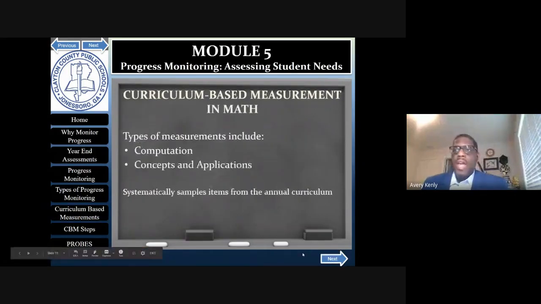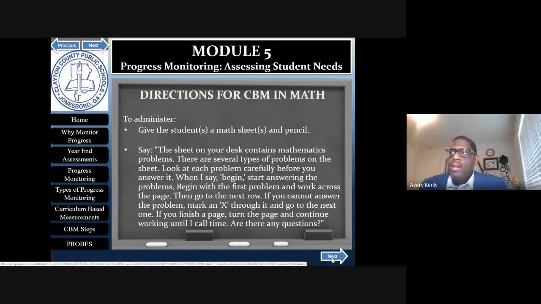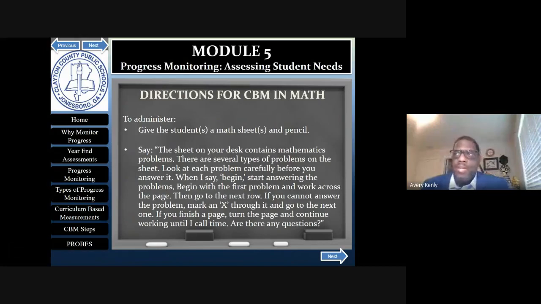Now, if we look at curriculum-based measurements in math, there are two different types. We can look at computation as well as concepts and applications. So thinking about the reasoning, mathematical reasoning. If you were to give a curriculum-based measurement in math, when you administer that, you would give the student the math sheet and pencil, and then you would repeat this information. And I want you to take a second and just read the instructions that you will repeat if you were administering a curriculum-based measurement in math.